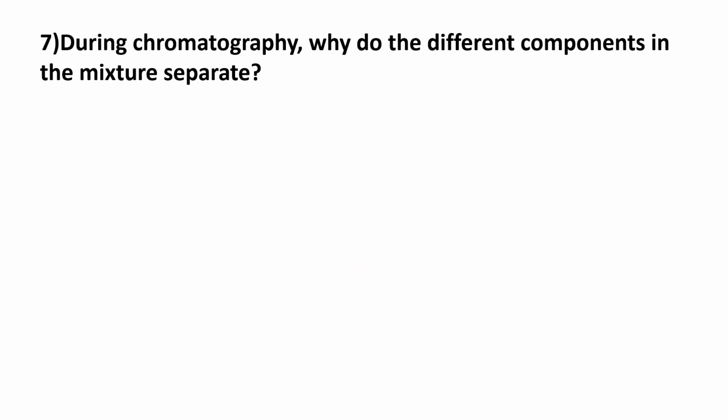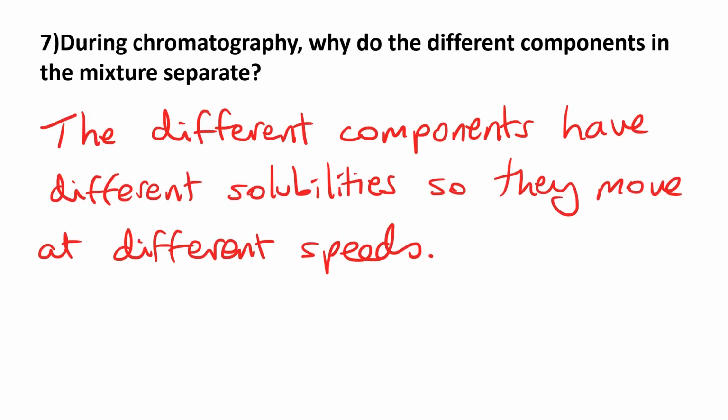Number 7. During chromatography, why do the different components in the mixture separate? That's because the different components have different solubilities, so they move at different speeds. The ones that are more soluble travel faster and therefore reach higher on the paper. The ones that are less soluble travel slower and they get left behind lower down on the paper.